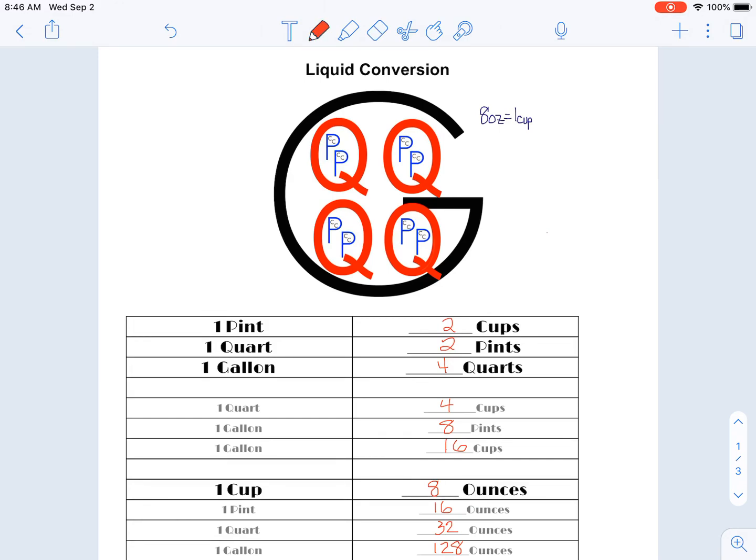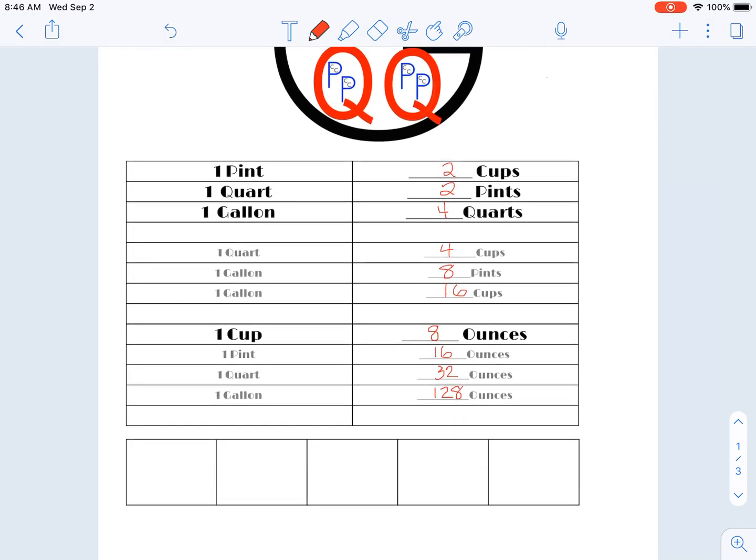To do liquid conversions, though, you also need to know the units in order from smallest to largest. So an ounce is the smallest, and you can kind of see this from the picture also. Then there's a cup, then the pints, the P's are a little bit bigger, then the Q's, then the gallon is the largest, right? And this is small to large.